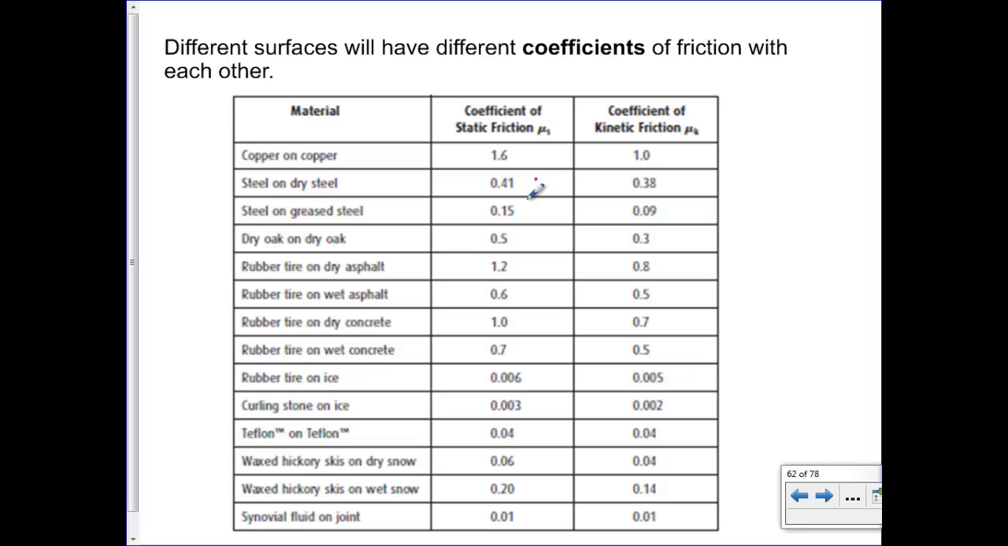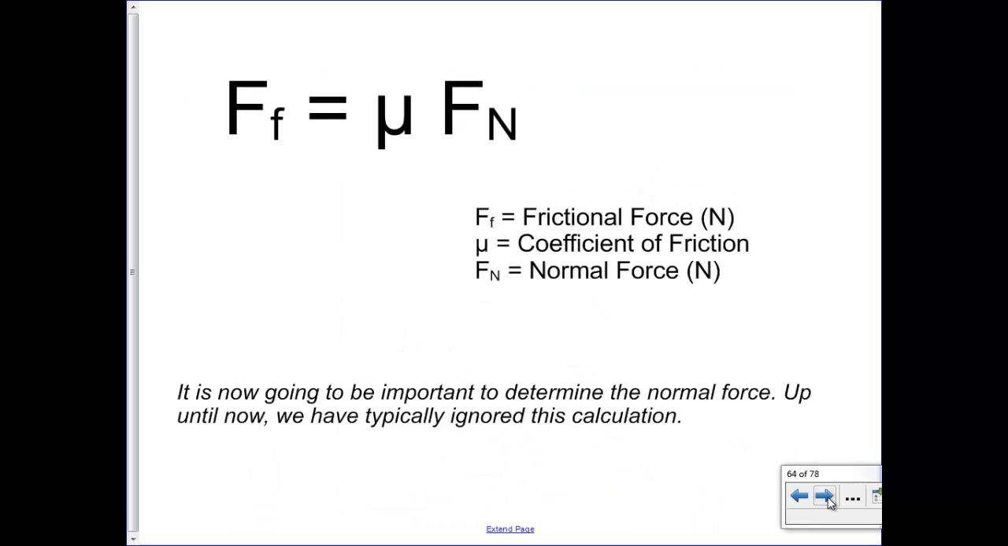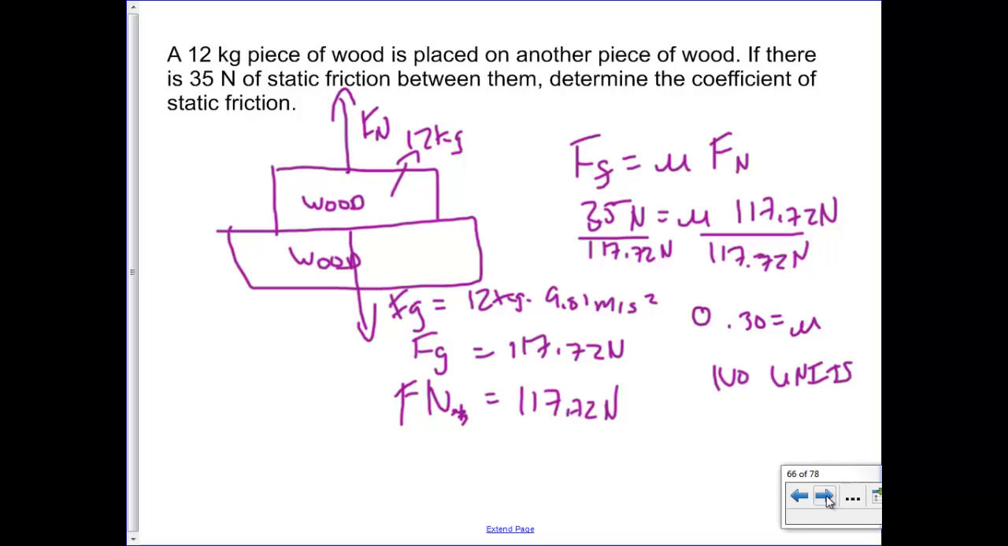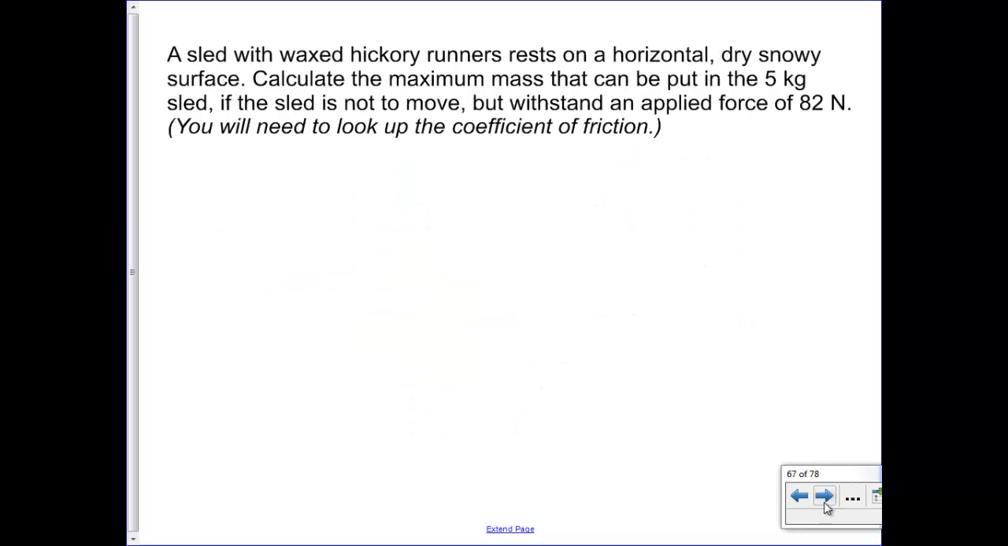So the 0.30 number that we found, really all we can do is compare it to other items. That 0.30 on its own doesn't mean anything, but we can compare it to other items and see which ones are similar. Most of the time, I'm either going to ask you to find the coefficient of friction, or I will give you the coefficient of friction. You need to either have it or be looking for it. Did that make sense? Okay, we'll try another one.